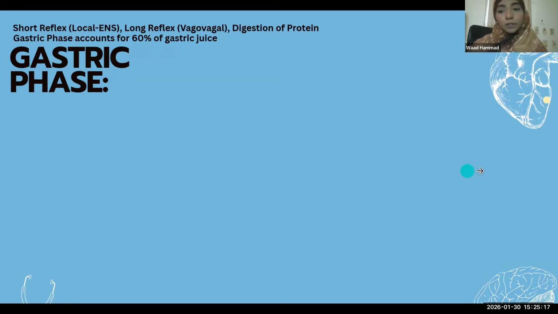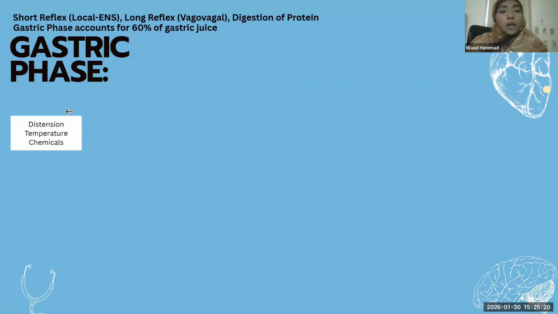So we're going to go with the first method first. When you have distension in your stomach, distension happens because you have food in your stomach that's stretching the walls of the stomach. So obviously there are mechanical receptors or other kinds of receptors there that detect that there's food there.